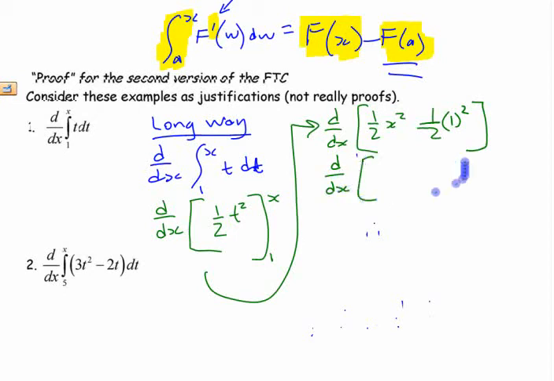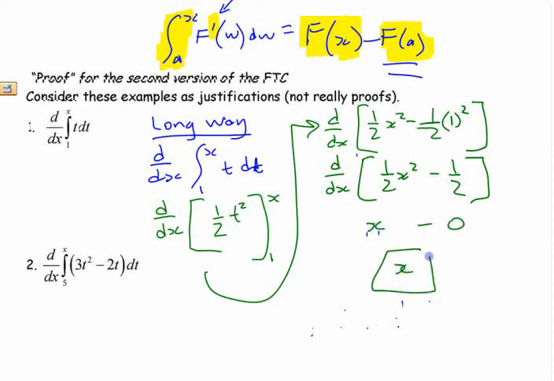What's in the brackets here is 1/2 x squared minus 1/2. If we do the derivative of that, what's the derivative of that? It's x, which is also known as x.